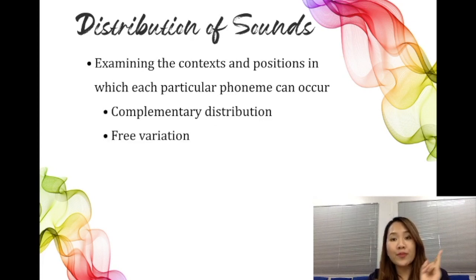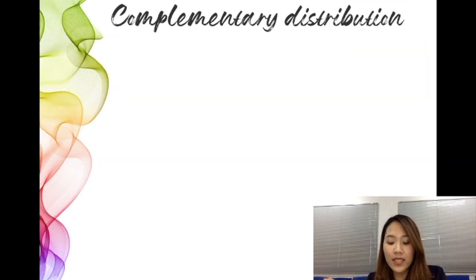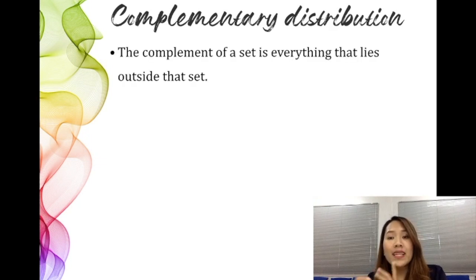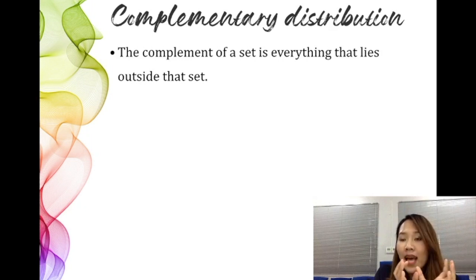So we have two ways that the sound can occur. The first one is complementary distribution. The second one is free variation. So let's look at the complementary distribution. Complementary distribution is the set where, if you have this group of sounds, the sounds apart from this group cannot occur in the same position.